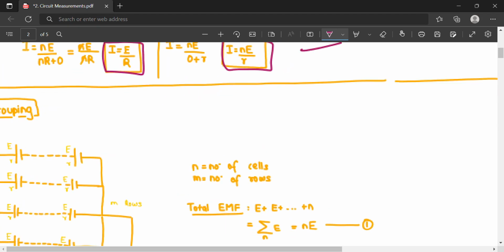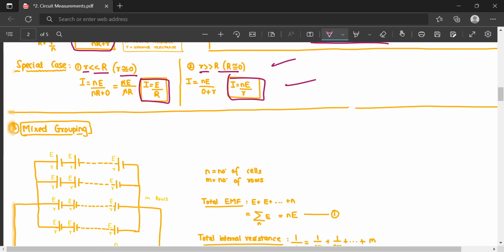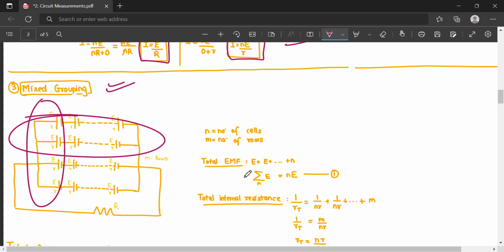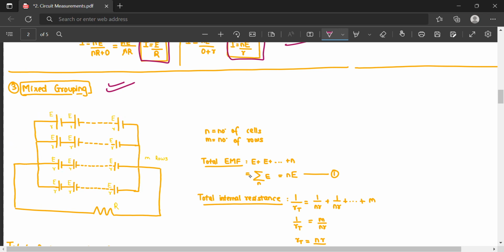Moving on to the third combination, that is mixed grouping, in which we've got a massive mega setup. In the first two, they were either only this part or this part, but in this case here it is a mega combination of all these parts. We've got rows, we've got number of cells and all that. So our EMF is NE.